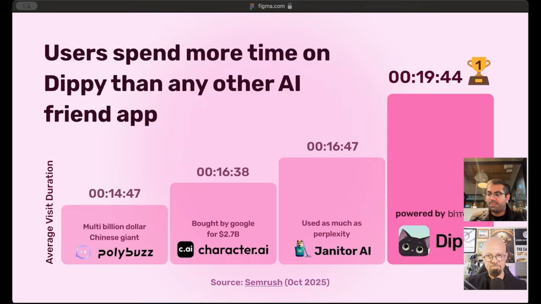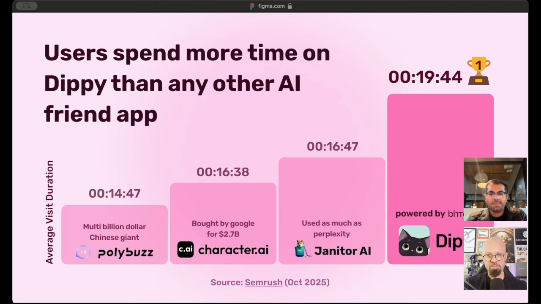And this is something we were able to achieve after iterating through hundreds of different LLMs. If you see Character AI, which is worth $3 billion, there's Polybuzz, which a lot of people don't know about. It's a multi-billion dollar Chinese giant backed by Sequoia. Wow. And Janitor AI, which gets as much usage as Perplexity, but by far Dippy has the highest engagement time. So this means the average user spends 19.44 minutes interacting with one of your characters in a session. Yeah, in a session.